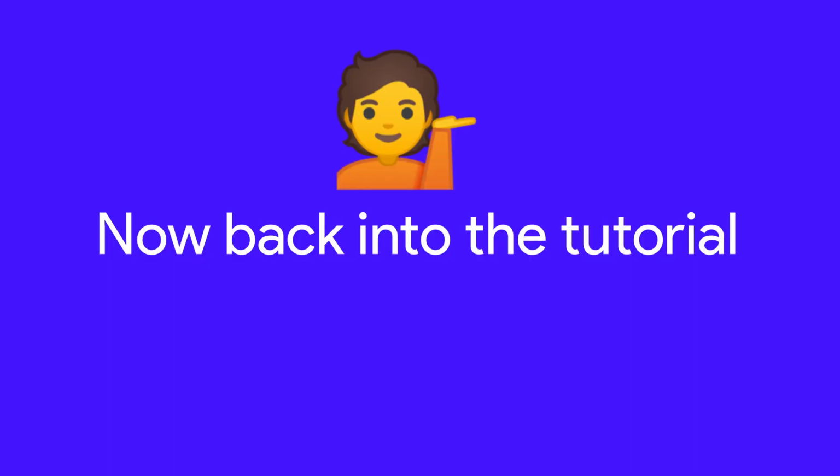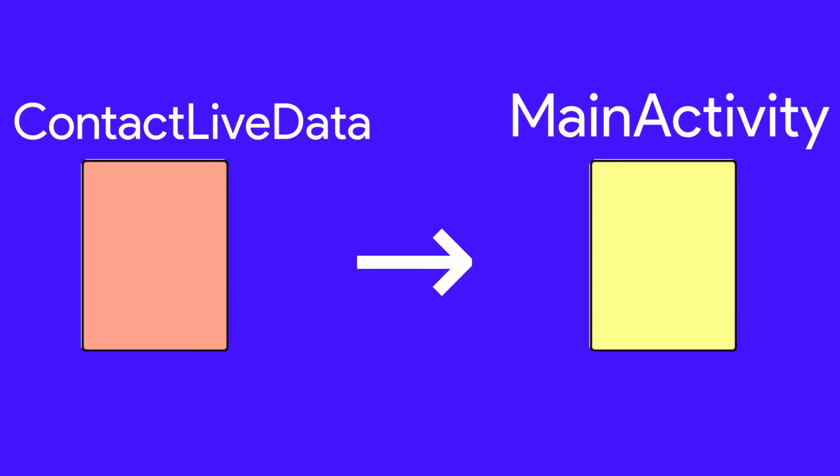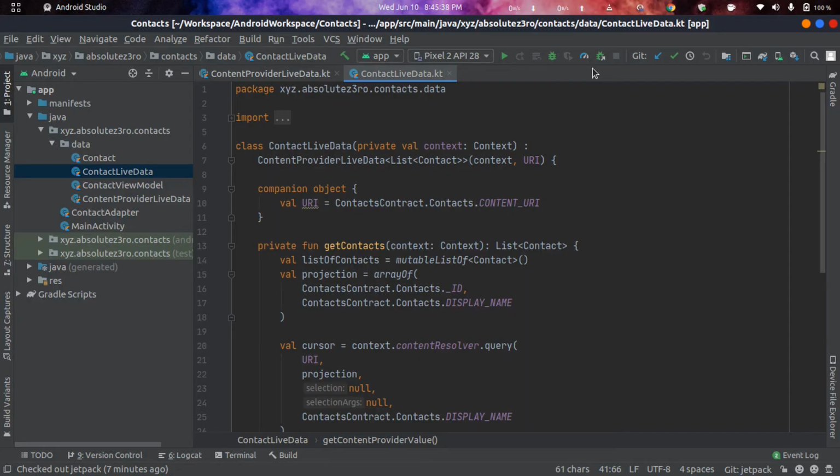Now back into the tutorial. Next thing we want to do is to use this contact live data class to show the list of contacts in our main activity via recycler view. So first, let's create a view model class to manage the live data according to the life cycle of this UI controller. In our case, it will be main activity.